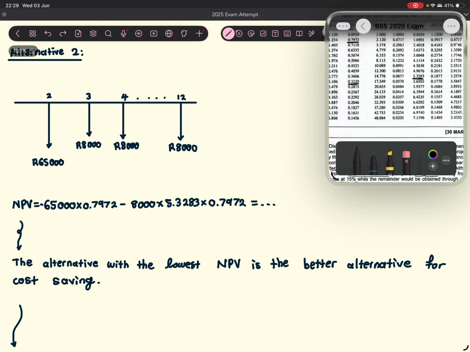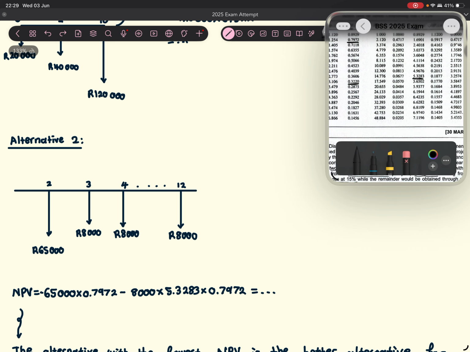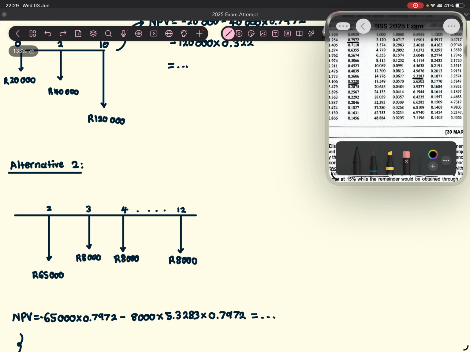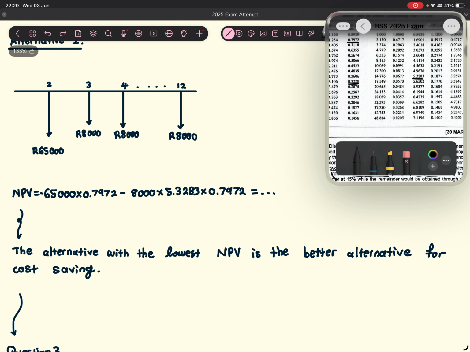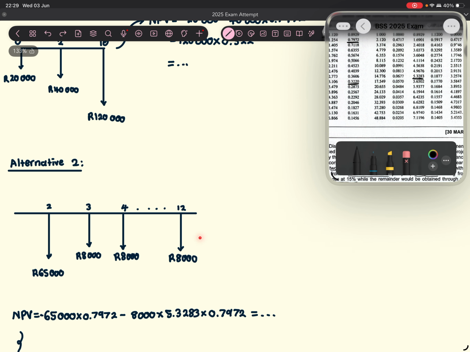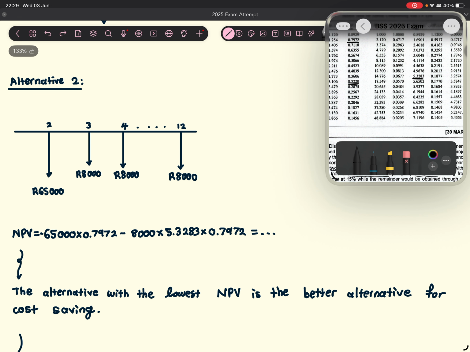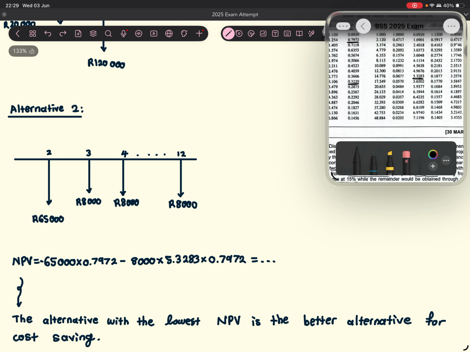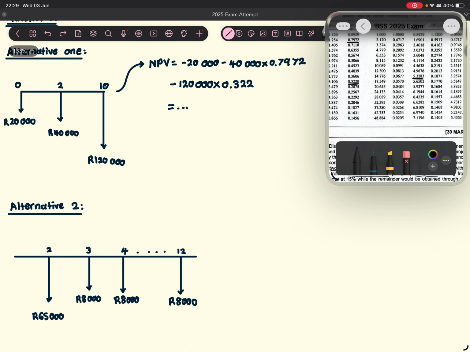Then our conclusion will be that the alternative with the lowest NPV is the better alternative for cost saving. Because we're paying, we want to pay the least amount. So the one with the lowest net present value is the better one. That's for something that's cost dominated. When something is cost dominated, the NPV will be negative.